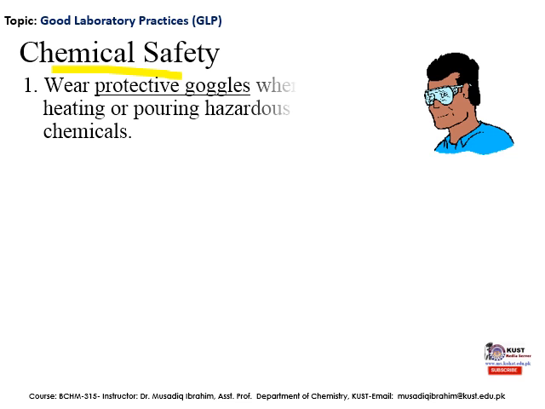Now moving towards chemical safety, that is related to handling chemicals in a safe manner. Wear protective goggles whenever heating or pouring hazardous chemicals. Whenever you are adding a few grams of a hazardous chemical into a beaker or a flask, or heating certain chemicals, you should always wear goggles to protect your eyes.